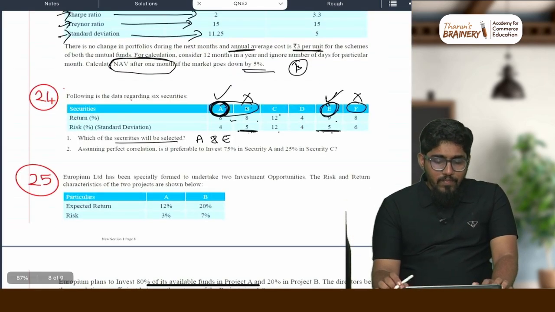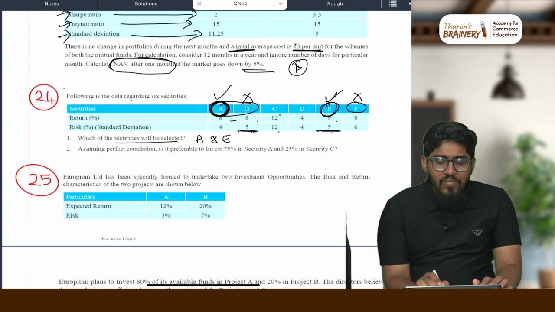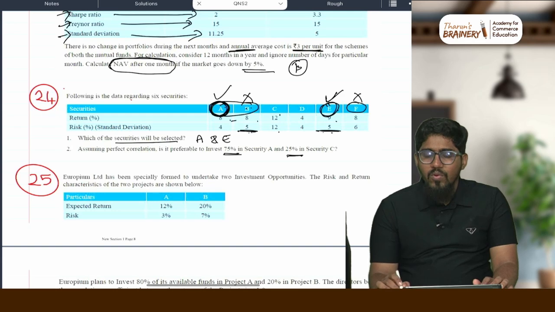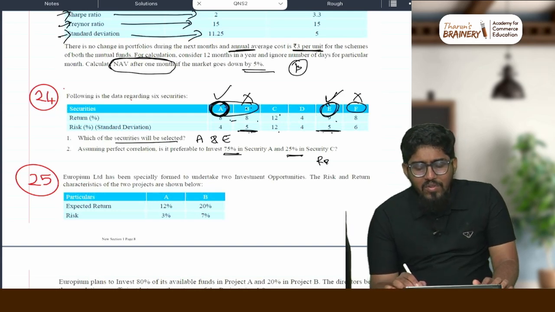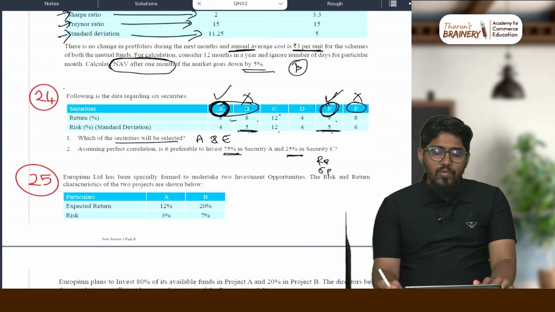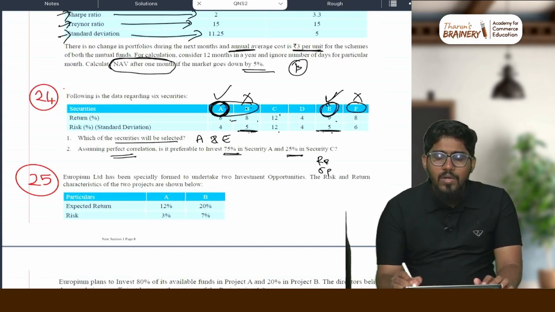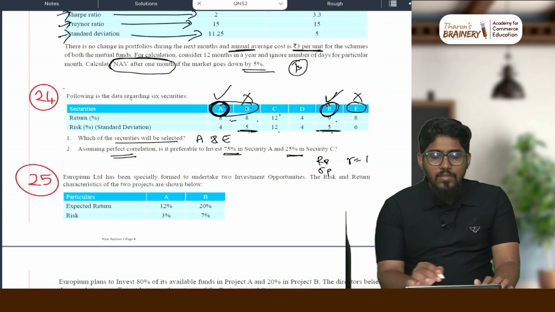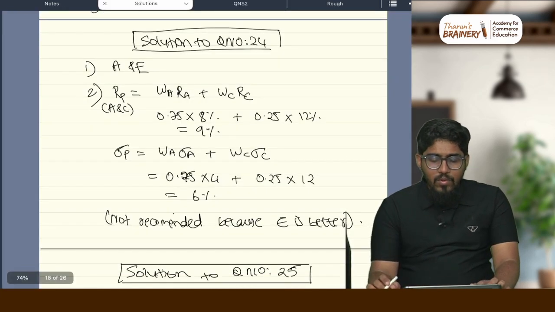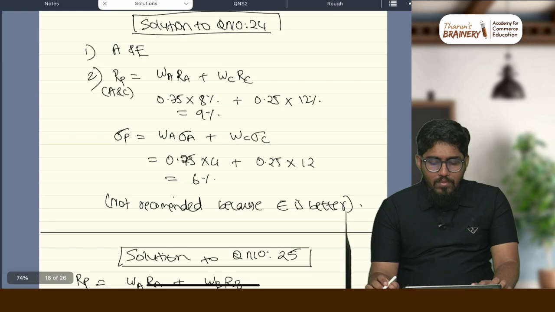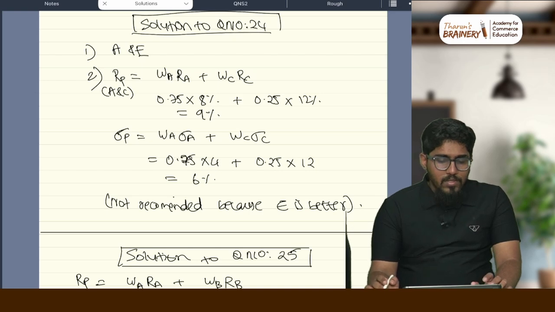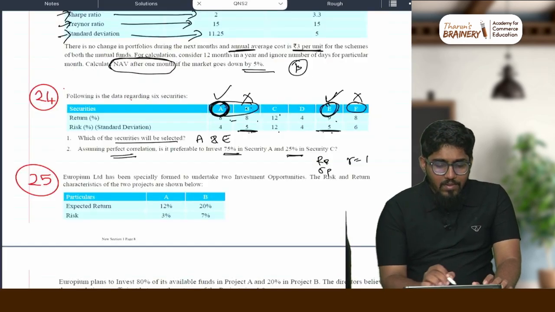So next question. Assuming perfect correlation, is it preferable to invest 75% in A and 25% in C? So first you find out what is the return of the portfolio and what is the risk of the portfolio. Perfect correlation means what? R is equal to 1.